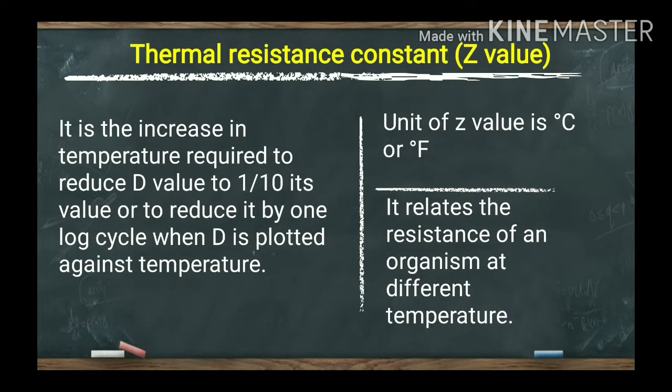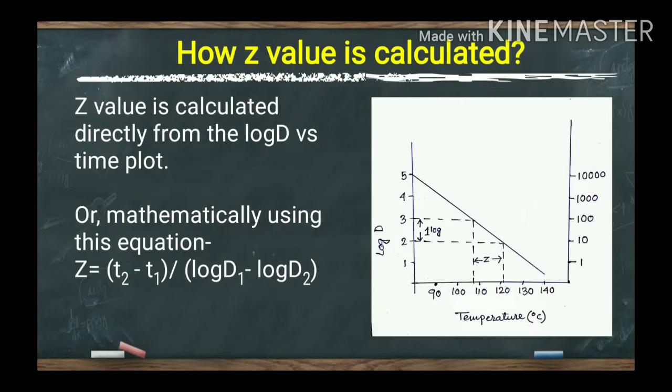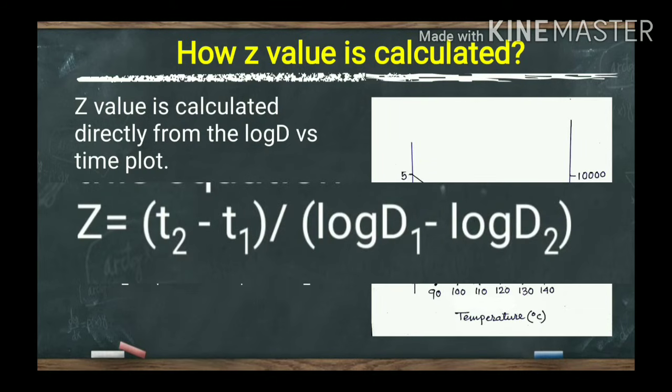Z value, or thermal resistance constant, is the increase of temperature needed to decrease D by 90%. It is also called thermal resistance constant. A large Z value means the sample should be treated for a longer duration. Z value is calculated easily from the D versus temperature curve. Here, Z value is the temperature change for a 1 log cycle change in D, or you can calculate it using this equation.